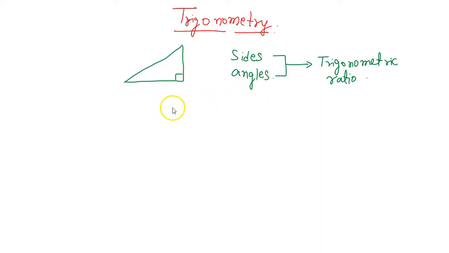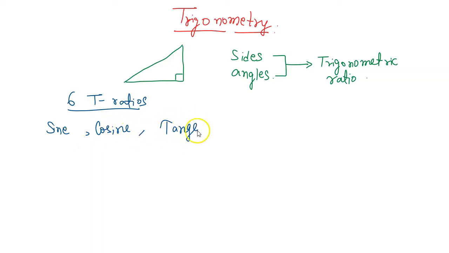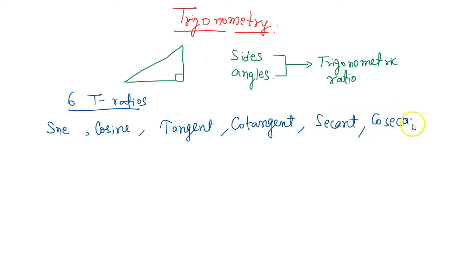So we have to remember 6 basic trigonometric ratios. So 6 T ratios we say. They are sine, cosine, tangent, cotangent, secant and cosecant, right? So do not get frightened by just looking at these 6 trigonometric ratios, the names, what they indicate. Let us take an example and it will make it very clear.